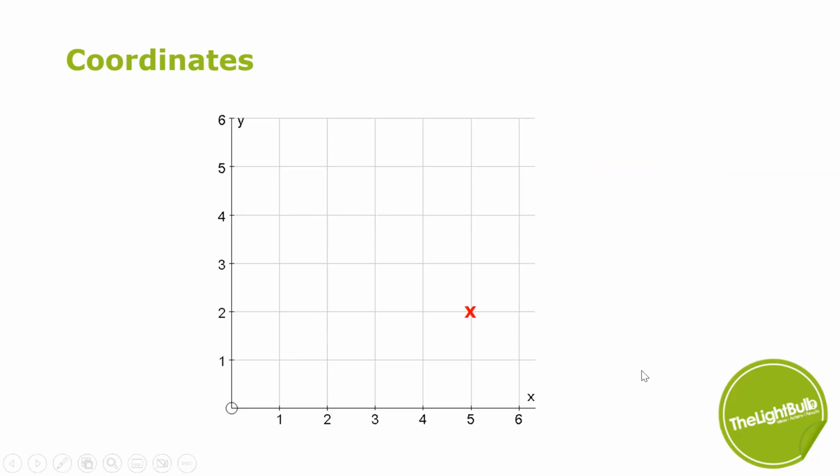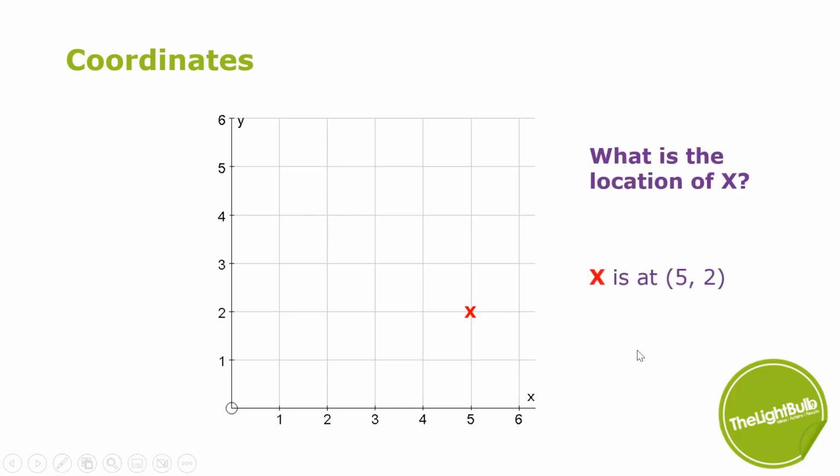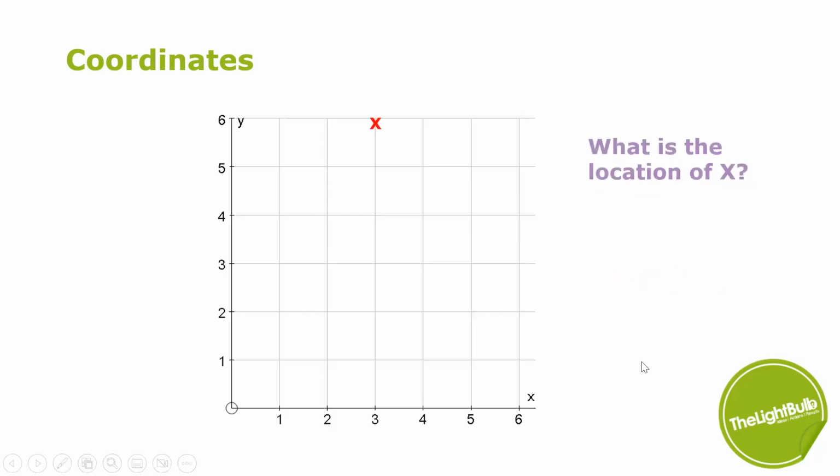Let's do another example. I'll give you 10 seconds again. Okay, did you get this one? It is 5, 2. Well done. And then what about this one here? 10 seconds again. Okay, so this one, hopefully you've got 3, 6. 3 along, 6 up.